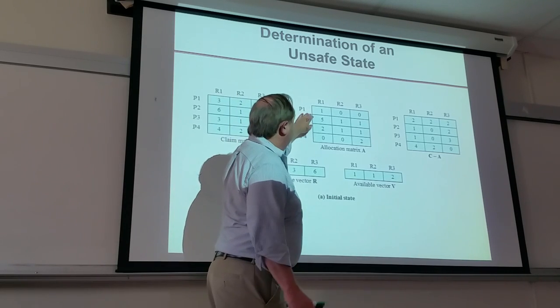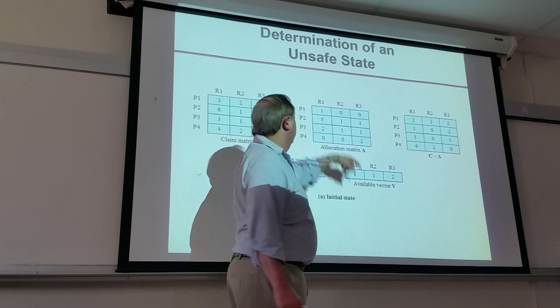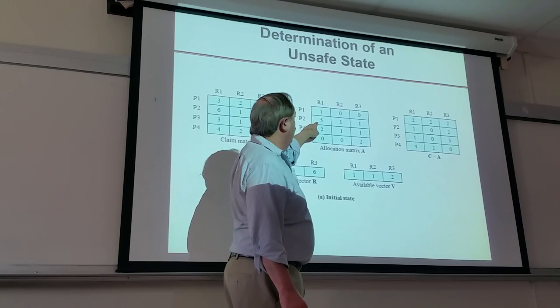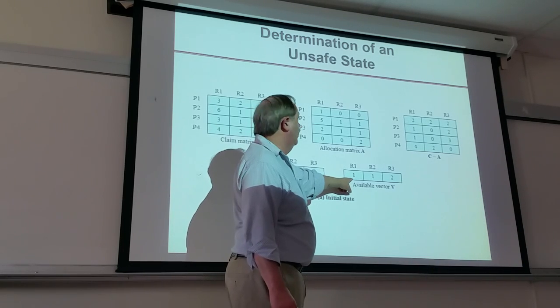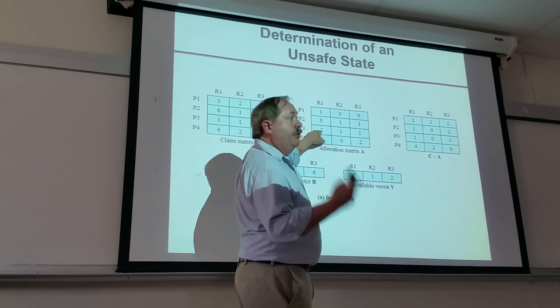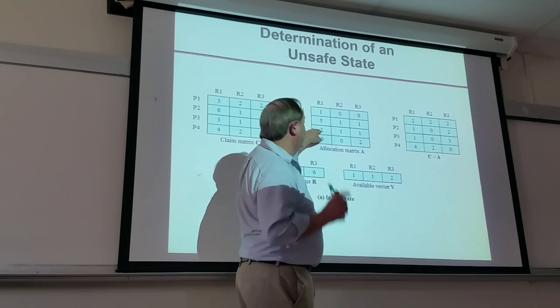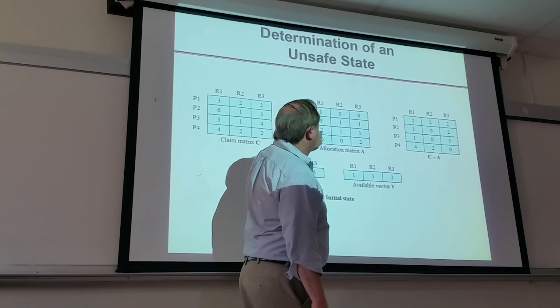P1 has 100 here, it needs 222. Is that possible? No. P2 currently has 511, it needs 102. Is that possible? Yes. Hold that thought a minute. P3 has 211. I know your algorithm at this point would have stopped, right? But I just want to fast forward here for a second.